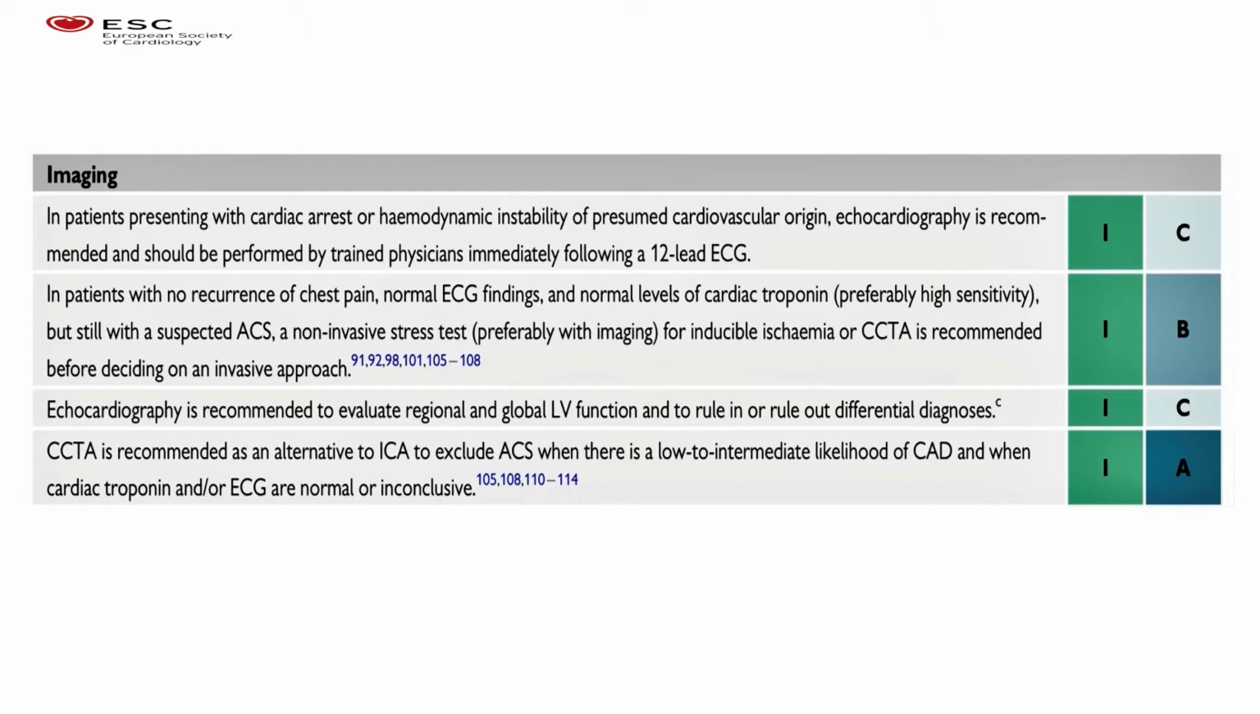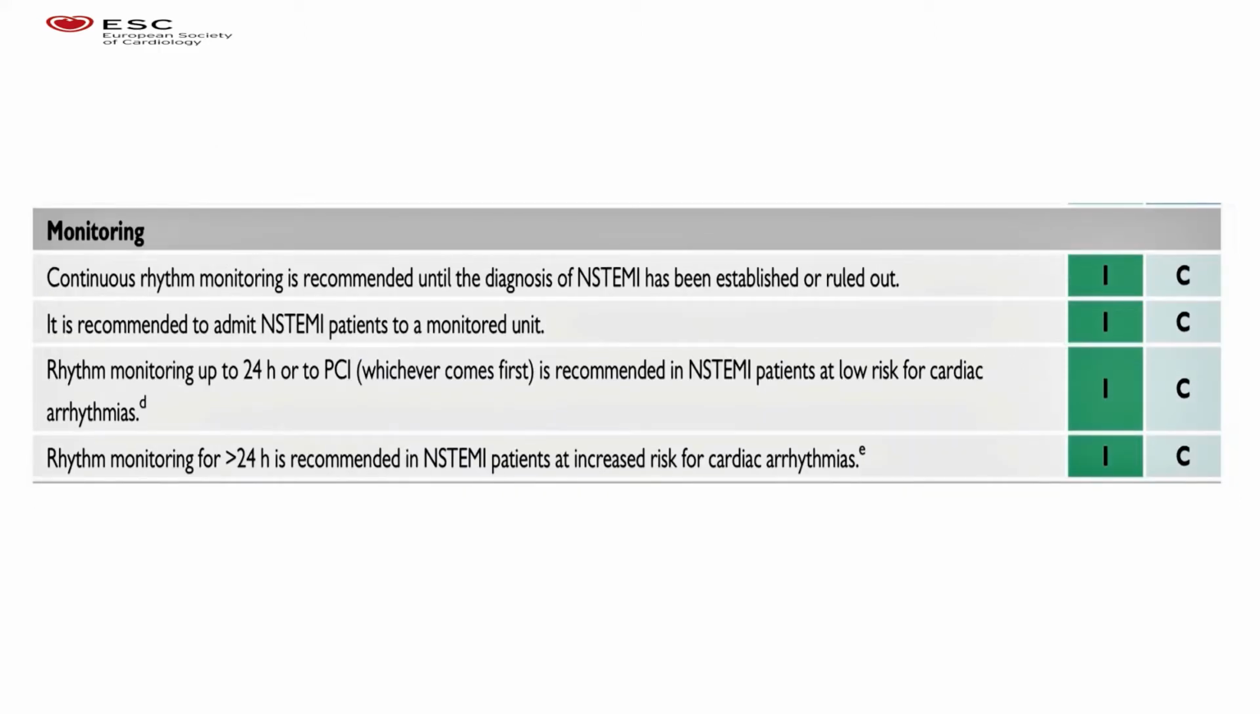Echocardiography is recommended to evaluate regional and global LV function, and to rule in or rule out differential diagnoses. Class 1 Level C. Coronary CT angiography is recommended, as an alternative to invasive coronary angiography, to exclude ACS, when there is a low to intermediate likelihood of coronary artery disease, and when cardiac troponin and/or ECG are normal or inconclusive. Class 1 Level A.